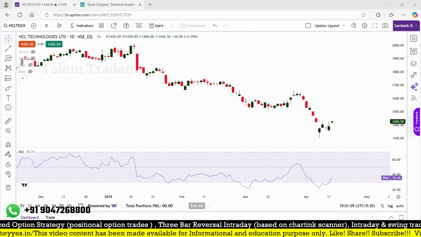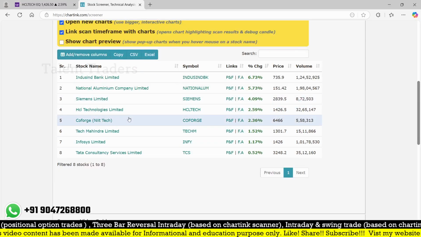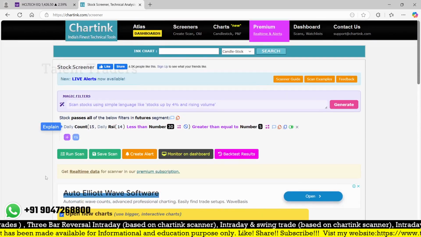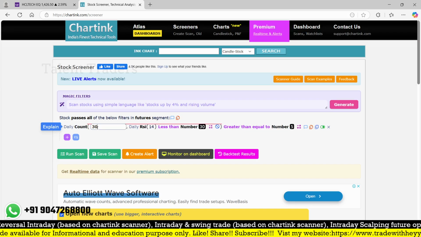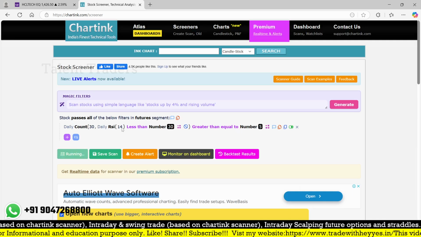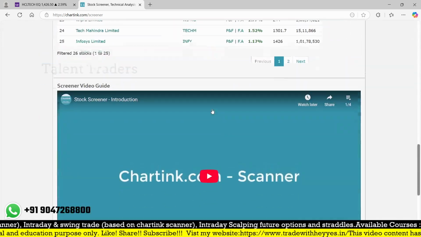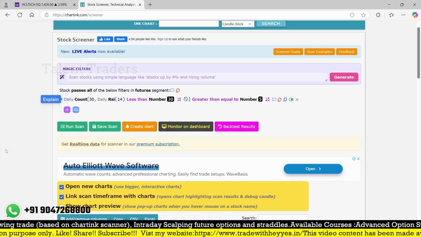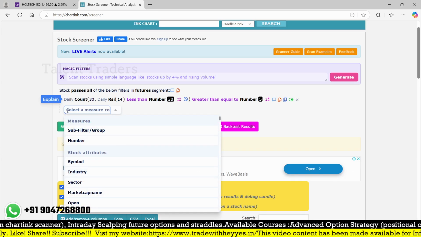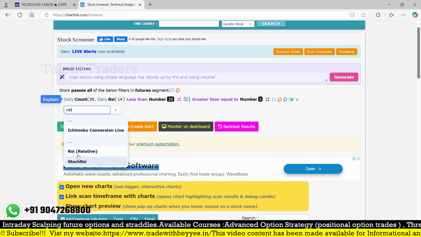So maybe instead of 15 days, you are looking for 30 days or 40 days, whatever the days, you should mention here. I'm just looking for 30 days, so I just used the 30. Okay, it will give you a lot of stocks. Now what I'm going to create is that the RSI should cross above the 50 level.